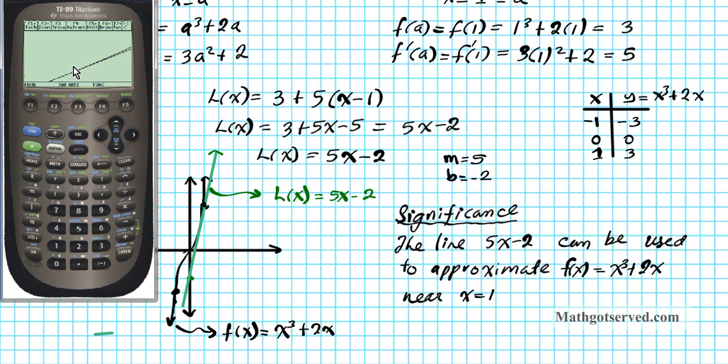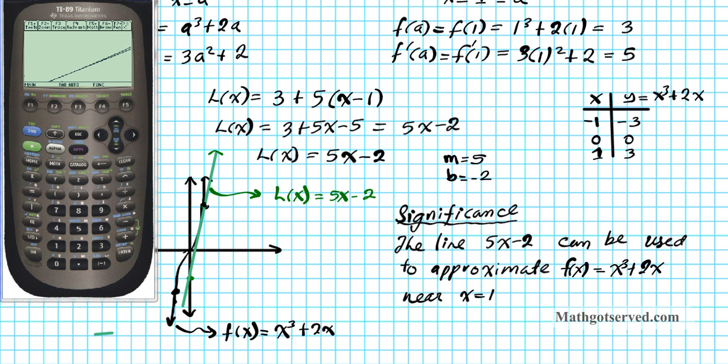And you notice how close the approximation is around that value, and then as the x value gets further and further away from 1, they start to diverge. Okay, so that's the power of the linearization. It tells you that at any point close to the point of tangency, that tangent line can act as the function. Okay, so that's that.